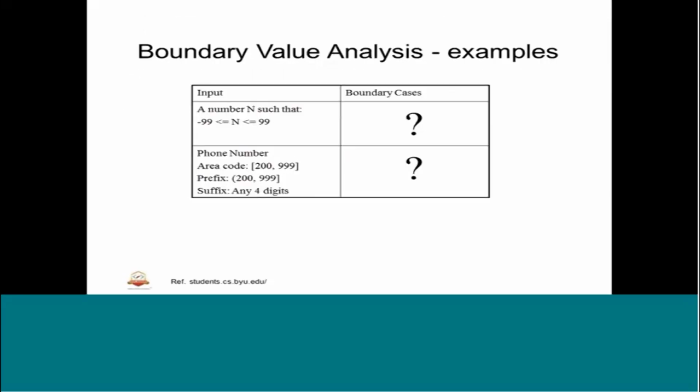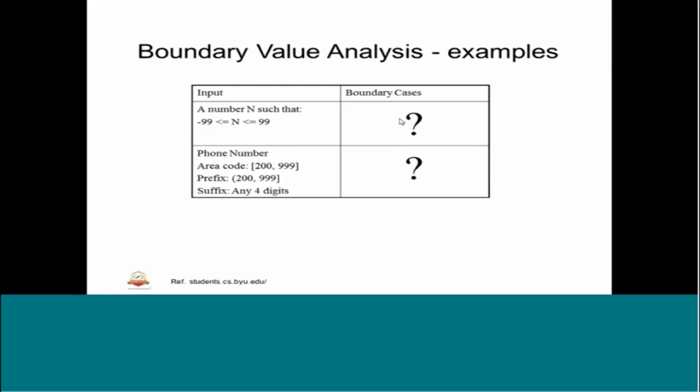Let's look into some more examples. The same example what we had during equivalence partitioning. N digit can take an input from -99 to +99. What are the boundary cases? Here there is no question of valid and invalid equivalence classes.